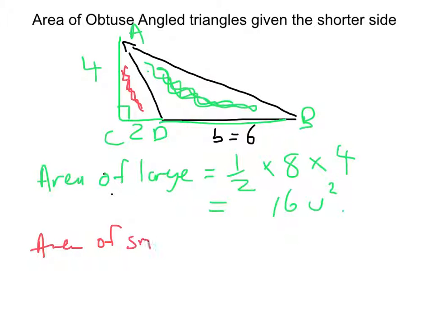again, it is also a right angle triangle, which we know how to work out the area of. So it's a half times the base, which is 2, times the height, perpendicular height, which is 4, and so we get 4 square units.